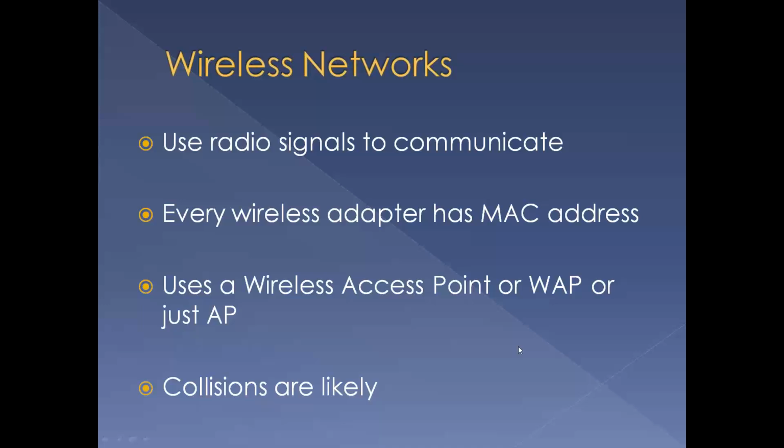Wireless networks use radio signals to communicate. Every wireless adapter has a MAC address, just like the wired adapter. It uses a wireless access point, or WAP, or just an AP. That is the system that you connect to. That's called the AP, or the wireless AP. Collisions are very likely in this environment.